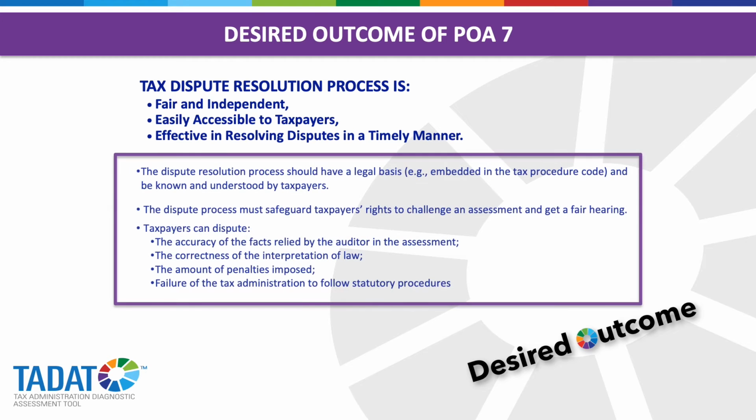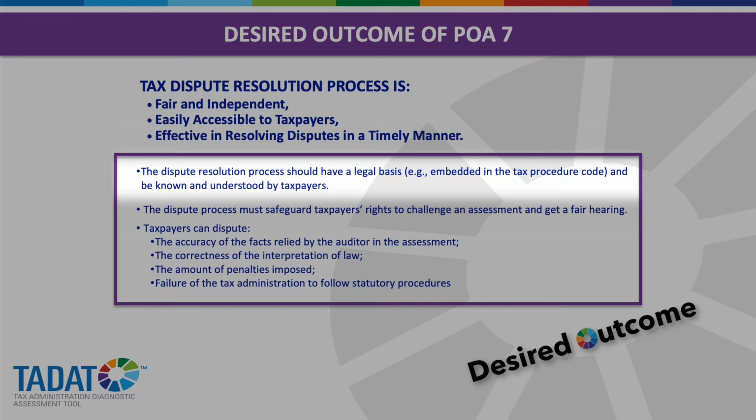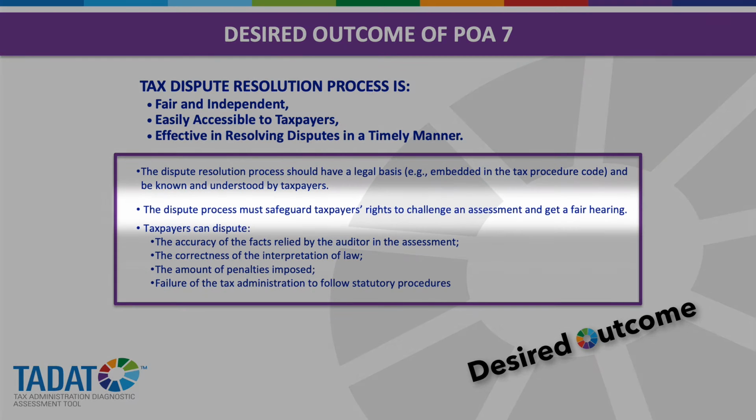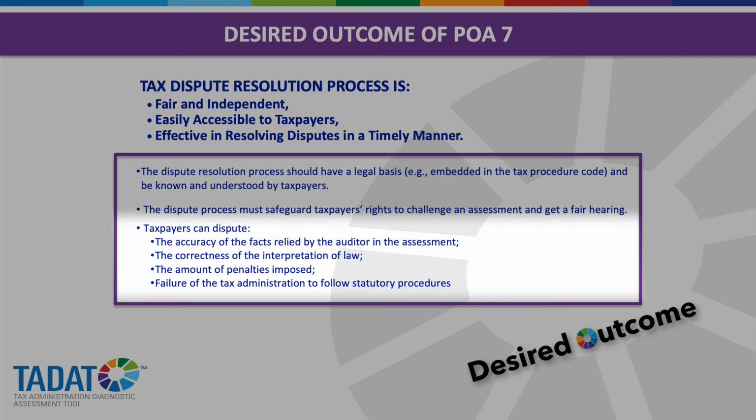In terms of background, the dispute resolution process should have a legal basis, for example, embedded in the Tax Procedure Code, and should be known and understood by taxpayers. The dispute process must safeguard taxpayers' rights to challenge an assessment and to get a fair hearing. Taxpayers can dispute the accuracy of the facts relied on by the auditor in the assessment, the correctness of interpretation of law, the amount of penalties imposed, and the failure of the tax administration to follow statutory procedures.